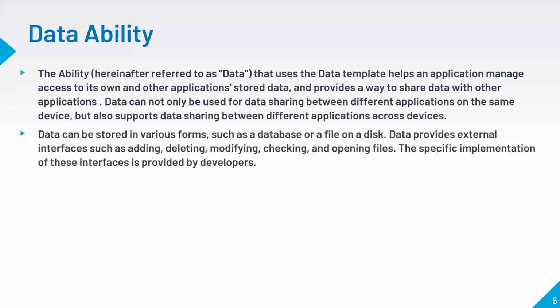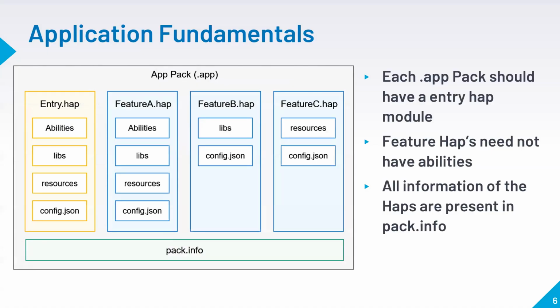You can store the data in your database, your file system, or anything else, but while accessing, the APIs that you use will all be similar. So you will not know whether the data was stored in a file system or in a DB. That was about the data ability framework.